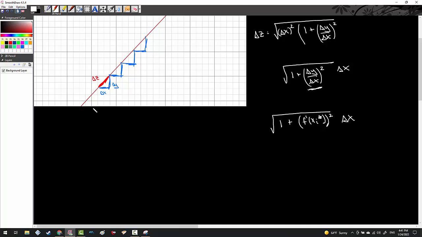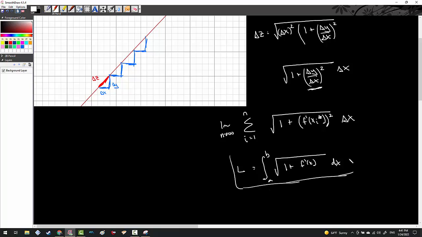If I make this worth the entire curve on the interval, hopefully it makes sense that I'll be doing a summation of a bunch of those delta z's. So the summation will start from i equals 1 to n, and then I'm going to take the limit as n goes to infinity of that sum. What I end up getting is the integral from a to b of the square root of 1 plus f prime of x squared dx. And this is what arc length is equal to. Hopefully that makes sense.